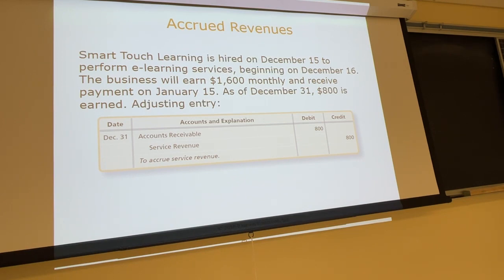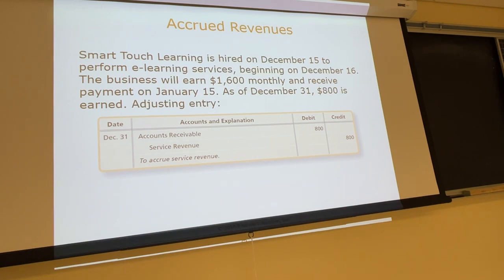Now, we've said that in a lot of cases, a business will invoice their client immediately, but here we're assuming that so far as of December 31st, there hasn't been any invoice issued. Therefore, nothing has been put into accounts receivable. Therefore, as of December 31st, being the end of an accounting period, we do have to make some kind of adjusting entry to show this both as revenue and as accounts receivable.